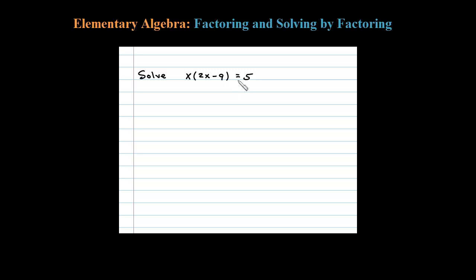Here we're asked to solve an equation. Now let's be a little careful. It's tempting to say x equals 5 and 2x minus 9 equals 5. Okay, but that doesn't work. That only works when you have a product equal to 0.